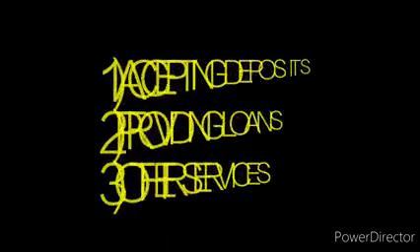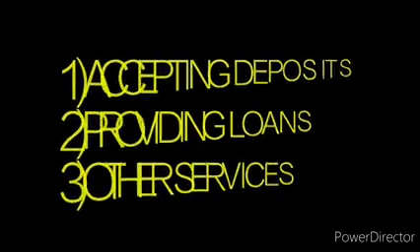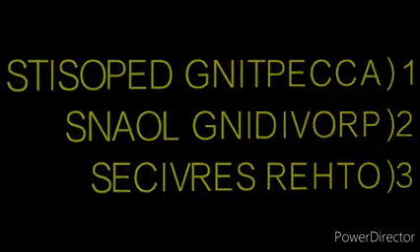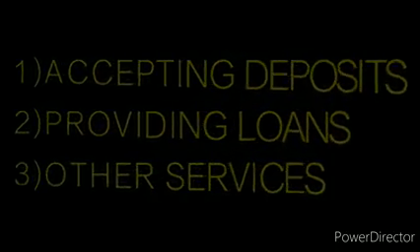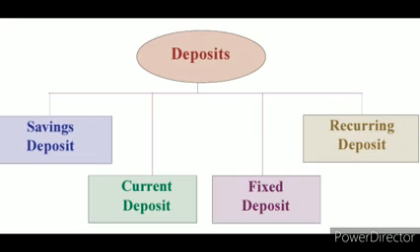These commercial banks always provide three important functions: one, accepting deposits; second, providing loans; and third, other services. Now this table gives the details of the kinds of deposits: savings, current, fixed, and recurring. We must go through the details of each kind of deposit.